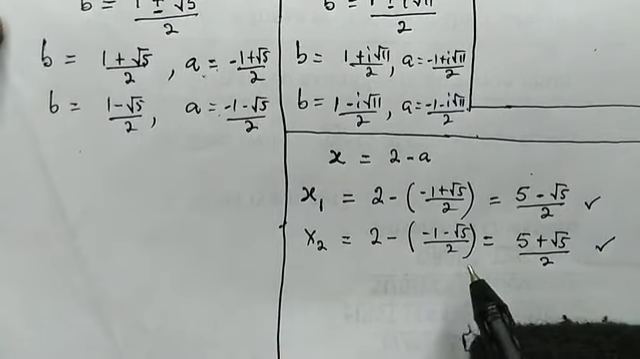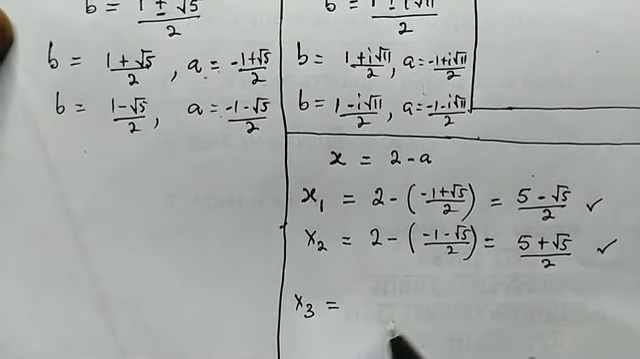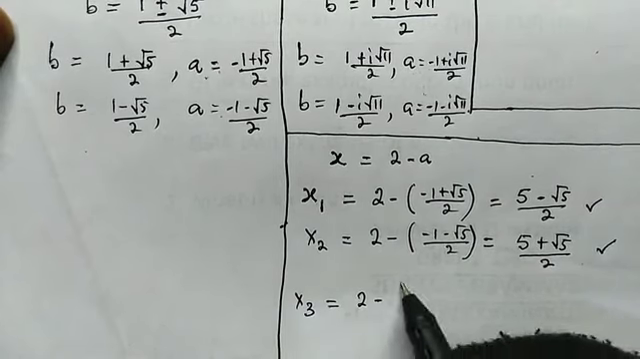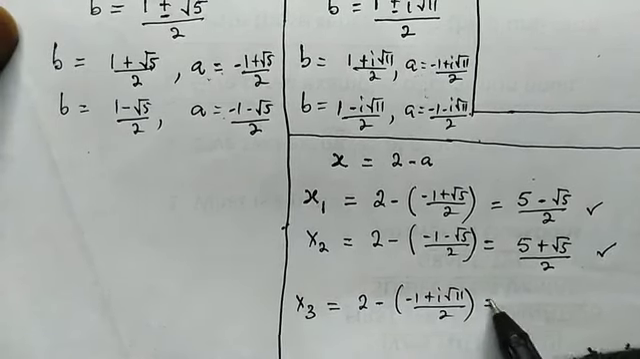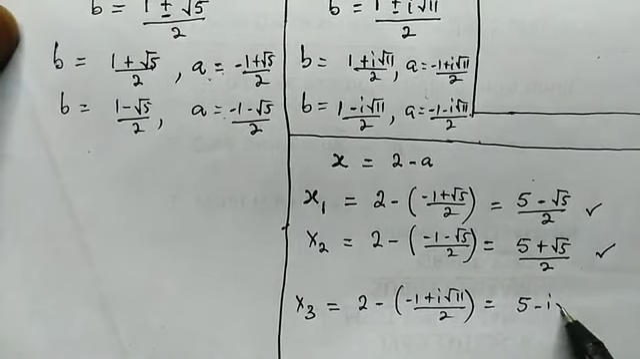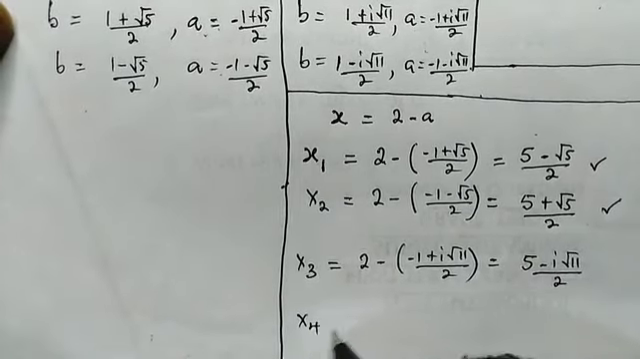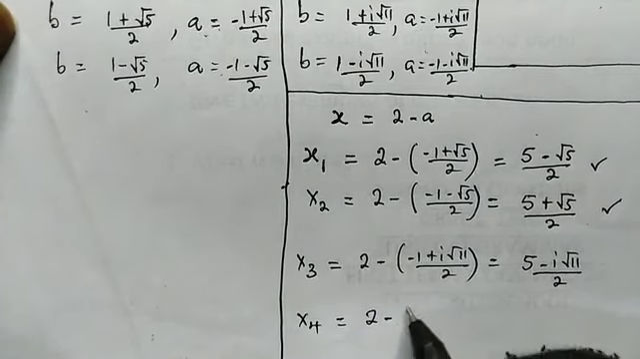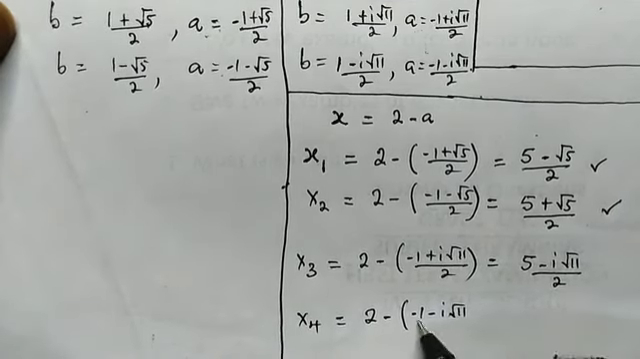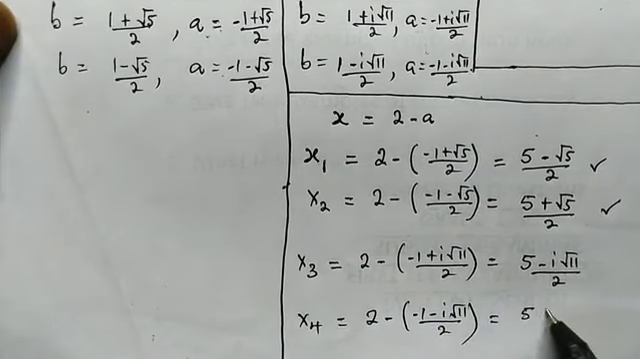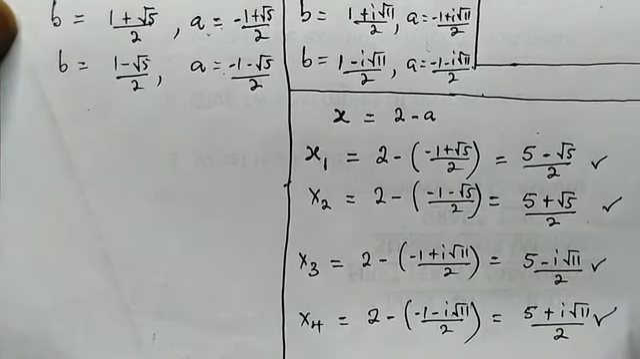Now, how about these complex solutions? So let's make use of the complex values for a. So here we have x3 will be equal to 2 minus negative 1 plus i root of 11 over 2. So this will be equal to 5 minus i root of 11 over 2. And finally, we have the last value for a here, which should give us the other value for x. So here, divided by 2, this will give us 5 plus i root of 11 over 2. So here we have the complex solutions.